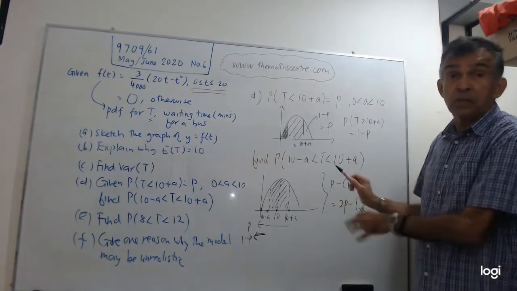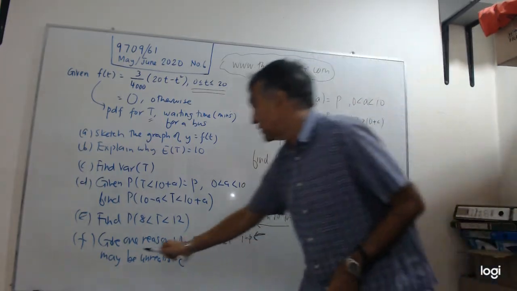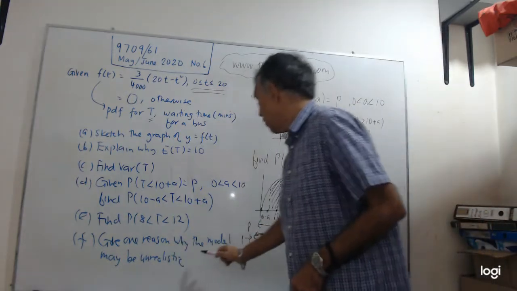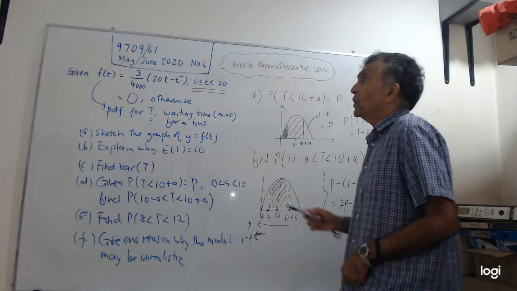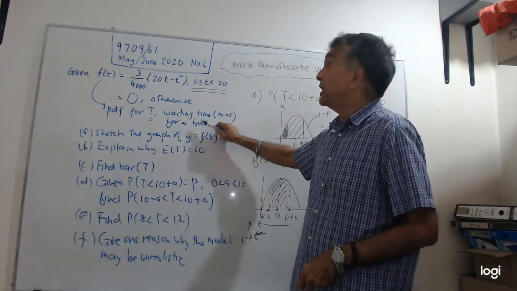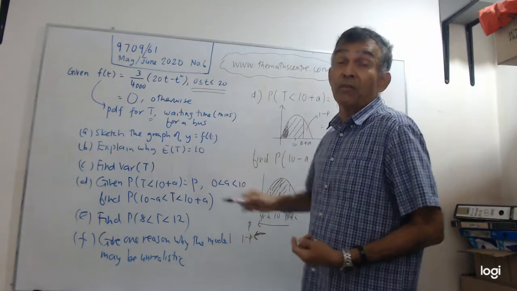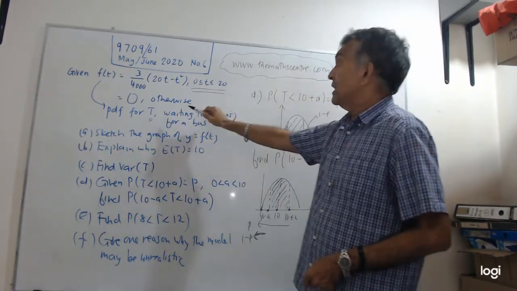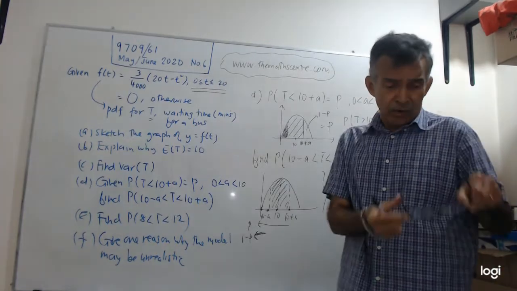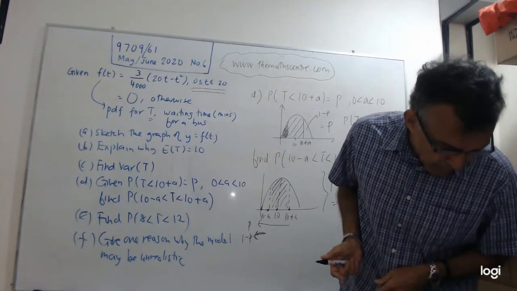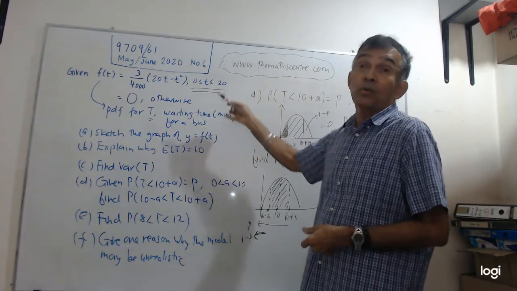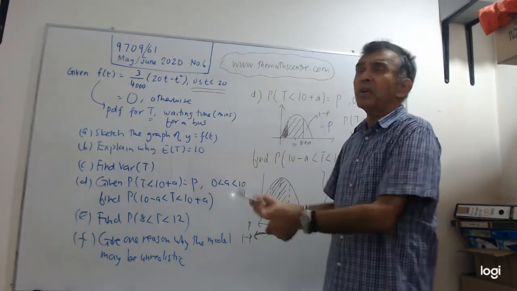While we are done with part D, I want to quickly look at part F. Part F says, give one reason why the model may be unrealistic. Well, look at this. This is waiting time. Here we are saying that this waiting time will never be bigger than 20. You're waiting for a bus and you're saying that t cannot be greater than 20. Therefore, it makes your model unrealistic. In my answer, I wrote that the time to wait for a bus cannot be greater than 20. You can write it any way you like, but get the idea that because you have said that t is between 0 and 20, you are saying that your waiting time cannot be more than 20 minutes, which makes this model a bit unrealistic.